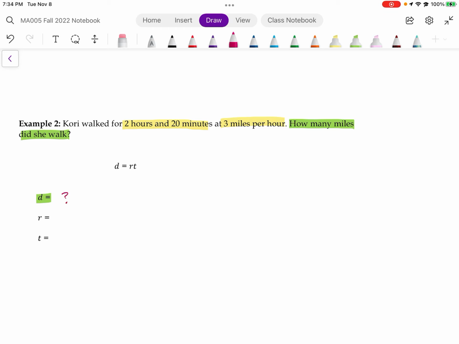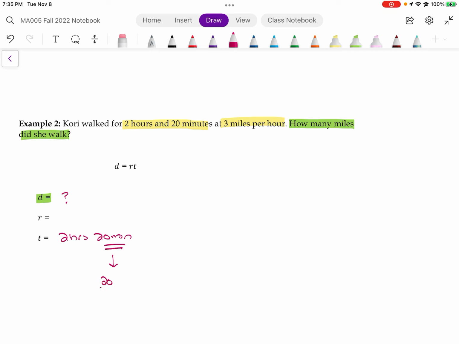So 2 hours and 20 minutes, that is time or is it speed? Remember, rate is just speed. So 2 hours and 20 minutes is time. So 2 hours, 20 minutes. Well, how are we going to put that all into hours? Because that's what you need to do. So let's figure out the 20 minutes portion. So how much of an hour is 20 minutes?